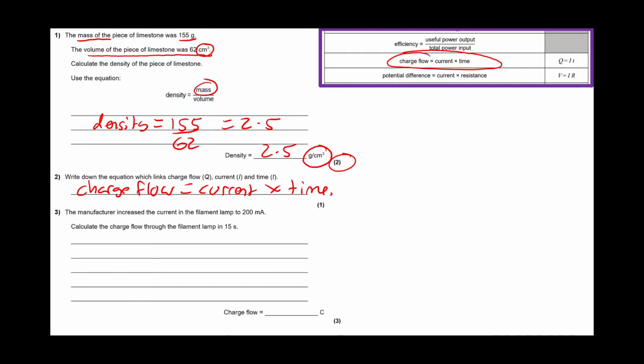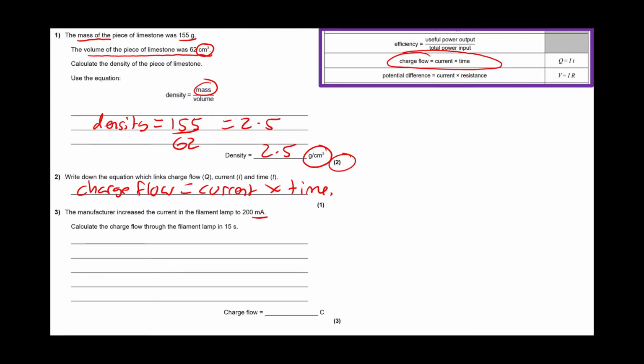So just save yourself the risk of losing a stupid mark, and just don't be lazy, write the full words. It'll take you 10 seconds longer and guarantees the mark there. Okay, now the next question is asking us to use that equation. There is a sneaky little unit in here, milliamps.